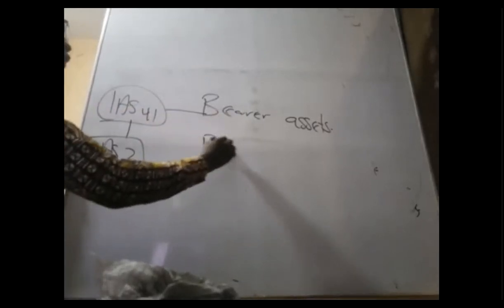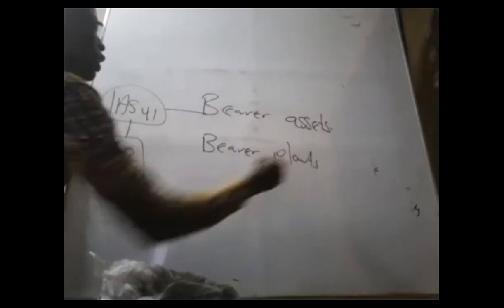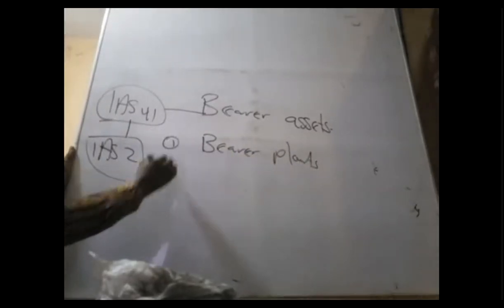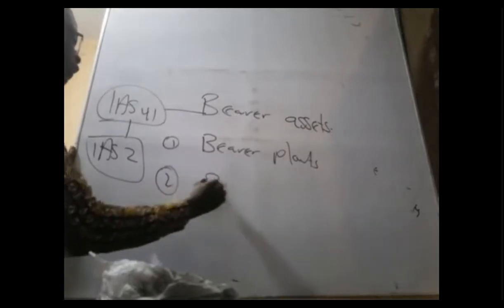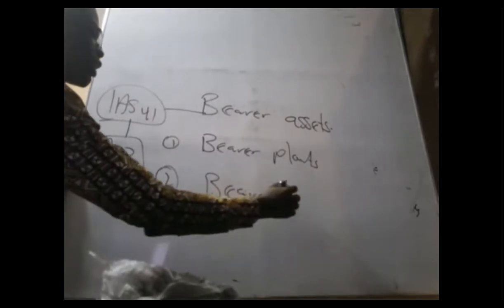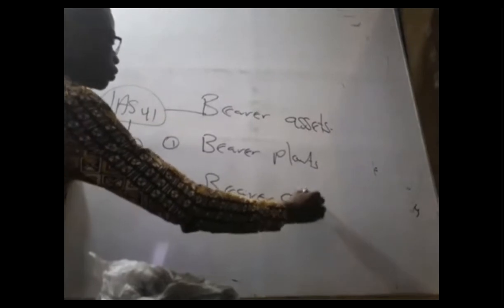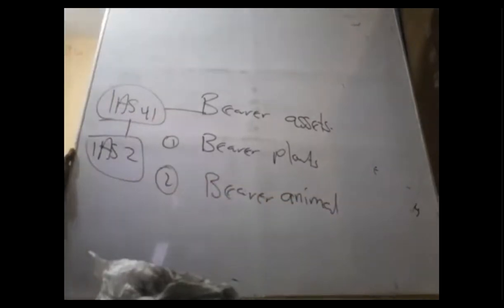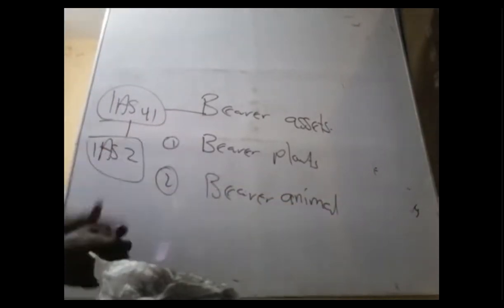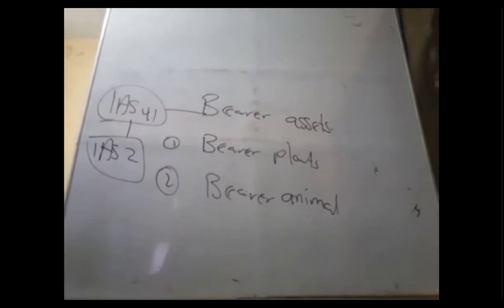So examples include plants. That's example 1. Example 2, we have what? Animal. Yes, like cattle. Those assets, they are not for sale. They are just there to produce new products each and every day.